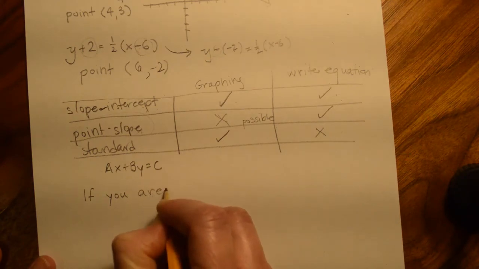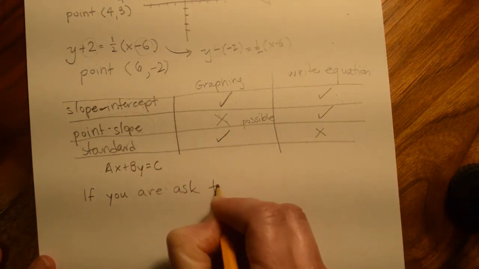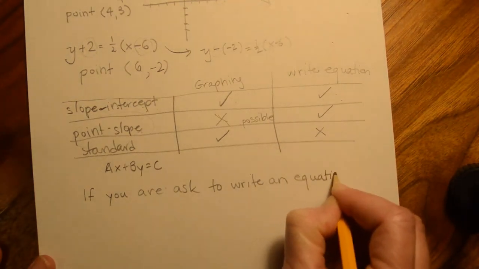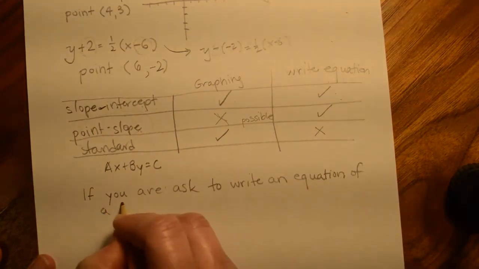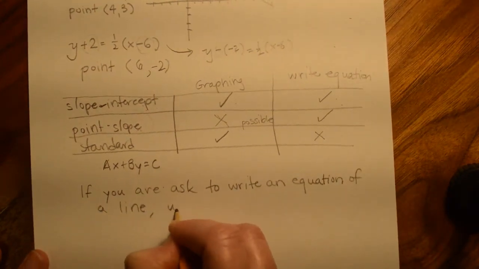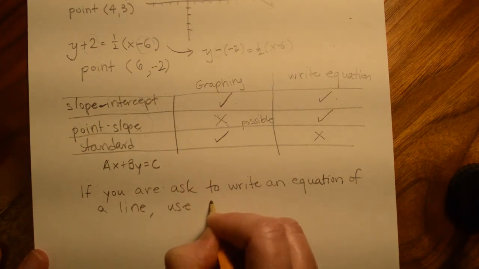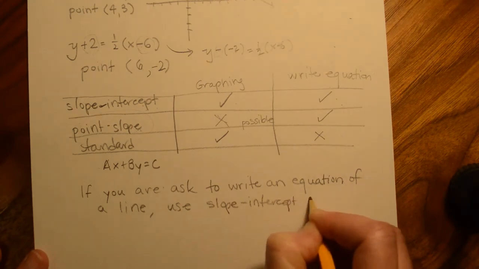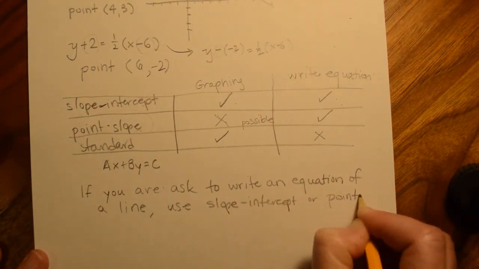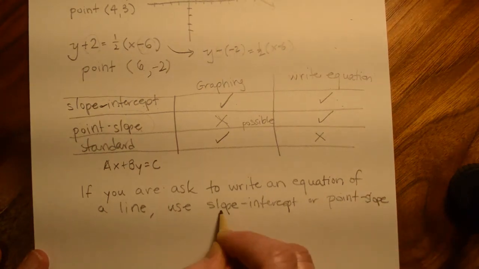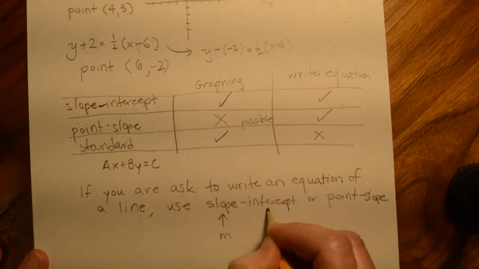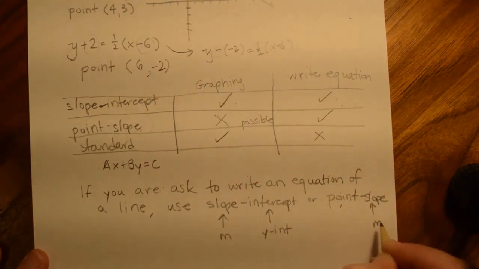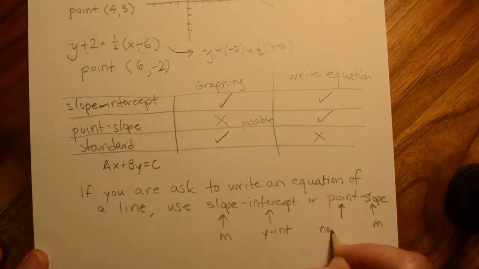If you are asked to write an equation of a line, use point slope or slope intercept. So slope intercept or point slope. And again, this one you're going to use if you know the slope and the y-intercept. And this one you're going to use if you know the slope and you know some non-y-intercept point.